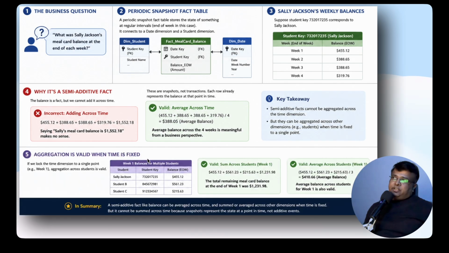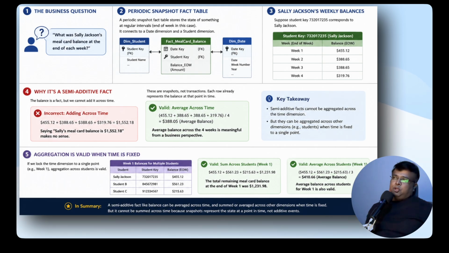Now, here's another important detail about semi-additive facts. If you lock the time dimension to a single point, say just week 1, then aggregation becomes valid again. Suppose three students had these week 1 balances: Sally has $455.12, then student B has $561.23, then student C has maybe $215.60. Now adding them together is completely reasonable. You could say that the total remaining meal card balance at the end of week 1 was $1,231.98.